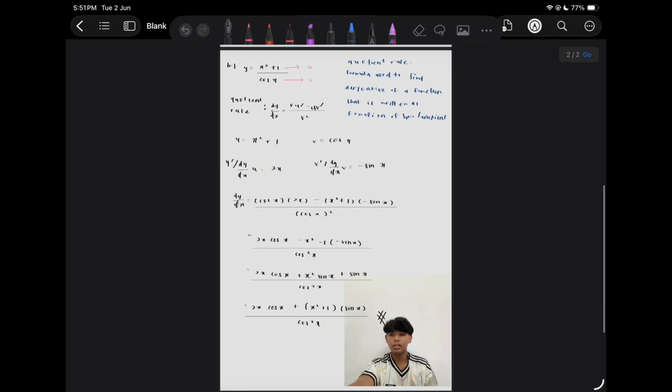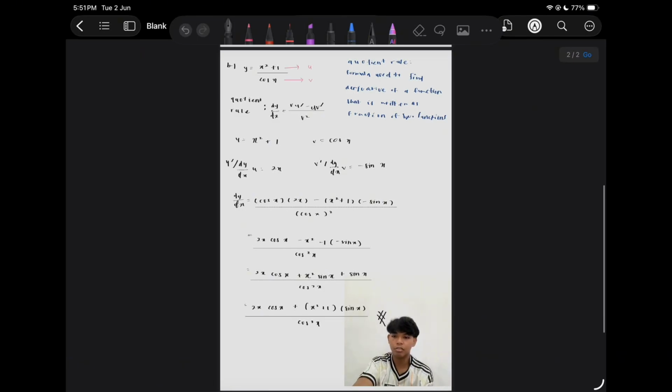To get all the data u, v, u prime, and v prime, we substitute into the given quotient rule. As we know, the quotient rule formula is (v u prime minus u v prime) over v squared, right? So just substitute the data we got earlier into the formula. It becomes cos x times 2x minus (x squared plus 1) times negative sin x, over cos x to the power of 2.